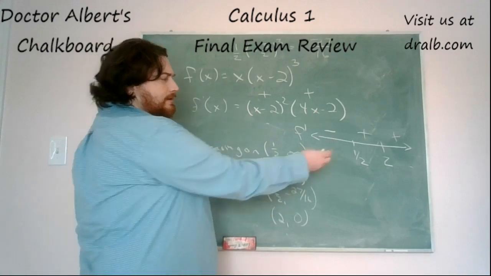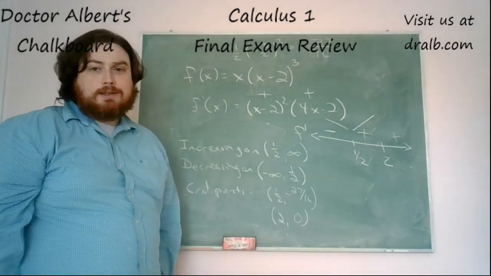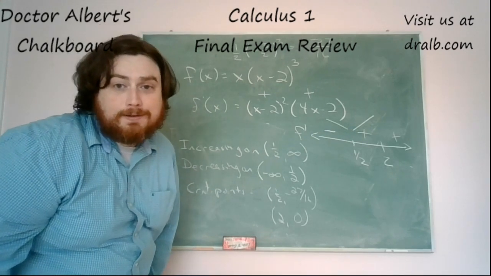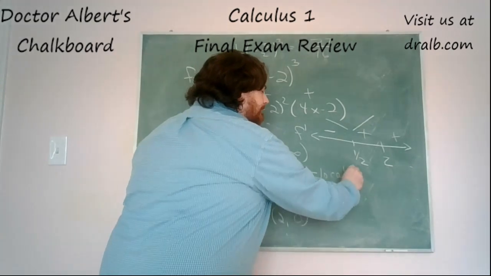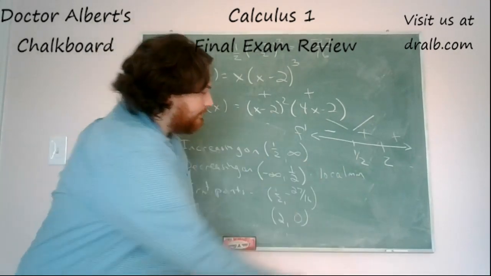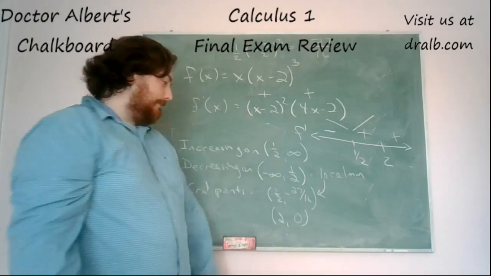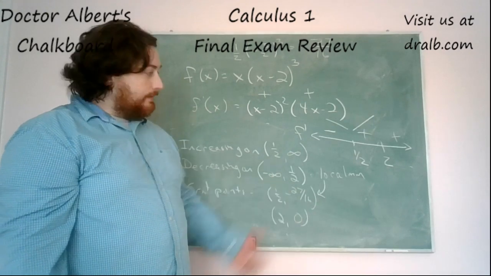So let's see. We're decreasing and then we're increasing. So we're going to have a local min. Very good, guys. So this is going to be a local min. Sorry, I meant to point to that one. At 1/2, we have a local min of -27/16.